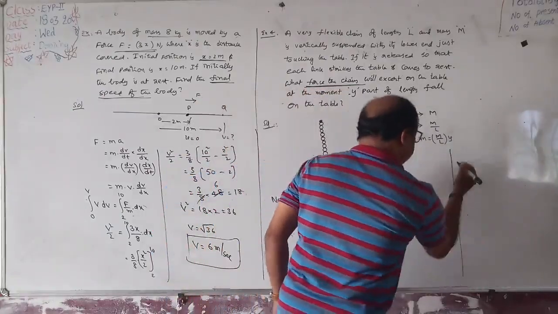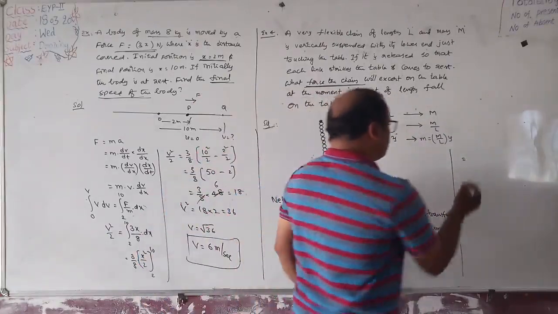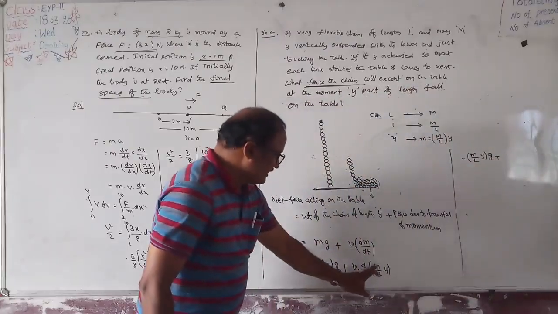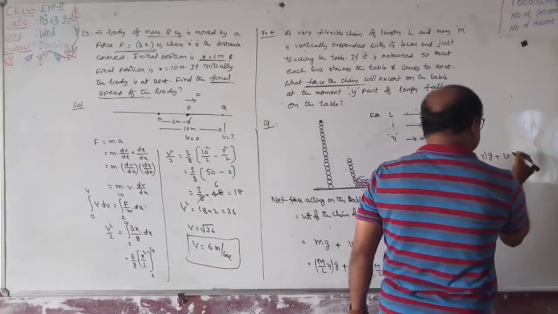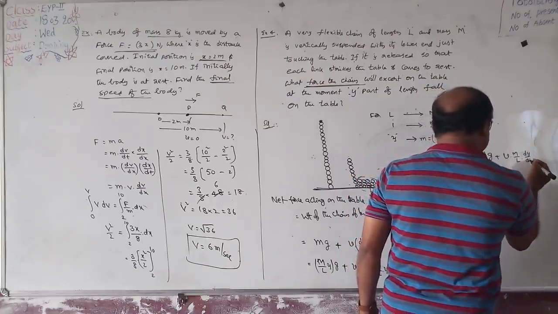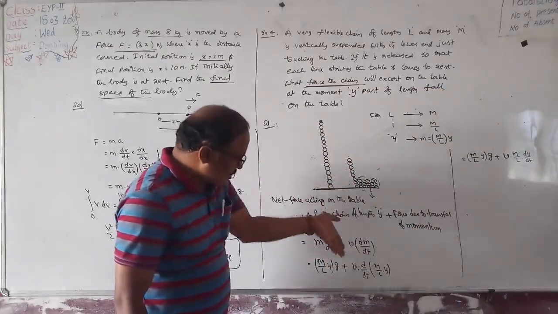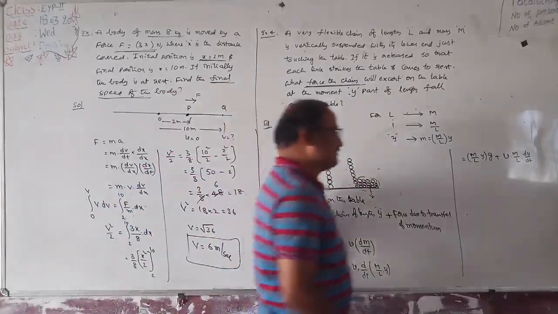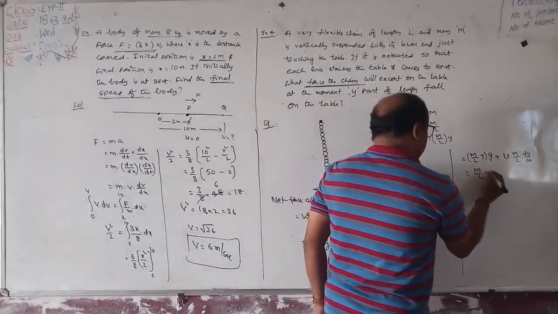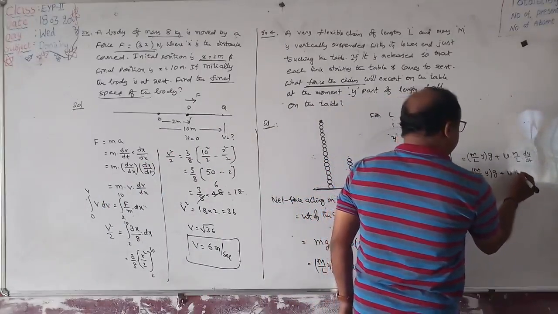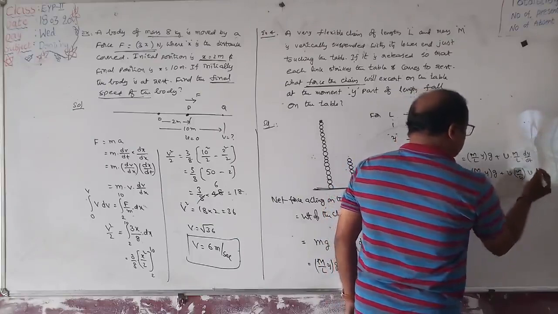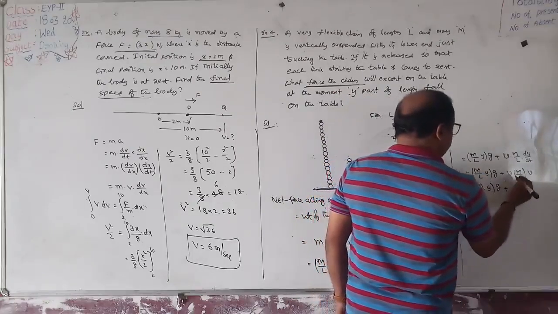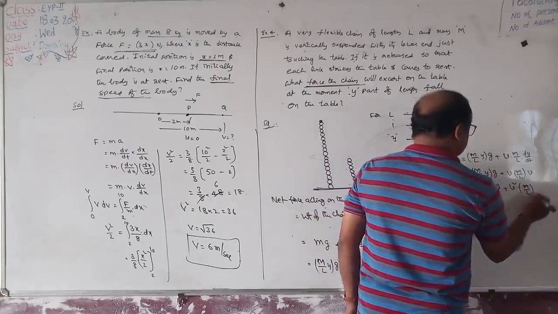Therefore, it is equal to M by L into Y into G plus V into M by L into dy by dt. Here M by L is a constant. Here y is the length of the chain on the table, so the rate of change in length is also equal to velocity once again. So that is M by L into Y into G plus V into M by L into V, which is V square into M by L.